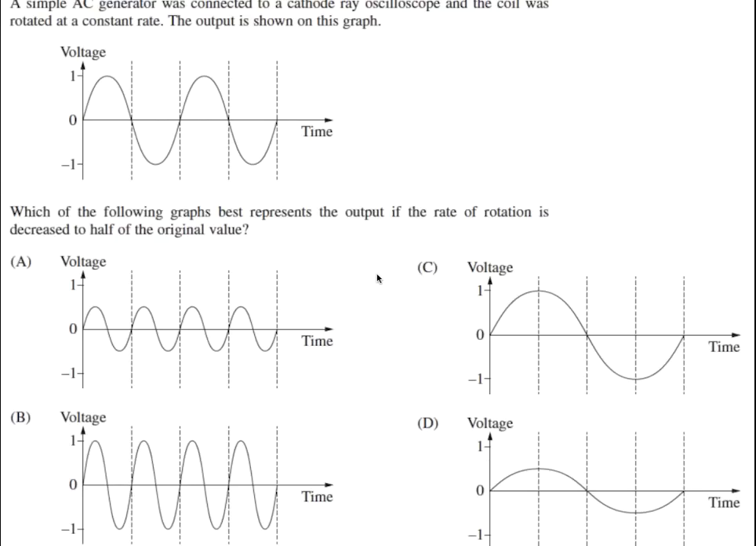So let's have a look at question number 12. A simple AC generator was connected to a cathode ray oscilloscope, and the coil was rotated at a constant rate, and the output voltage is shown. Which of the following graphs best represents the output if the rate of rotation is decreased to half of the original value? Pause now.